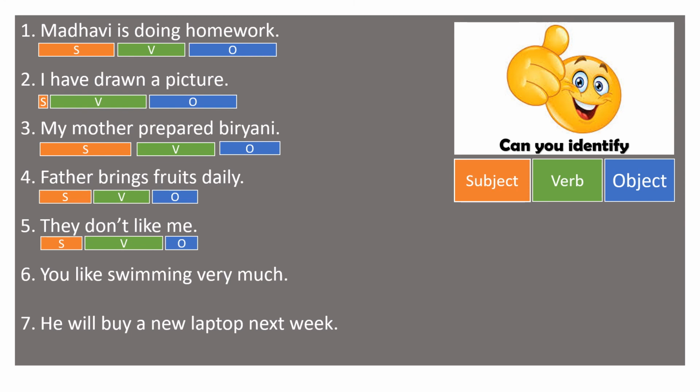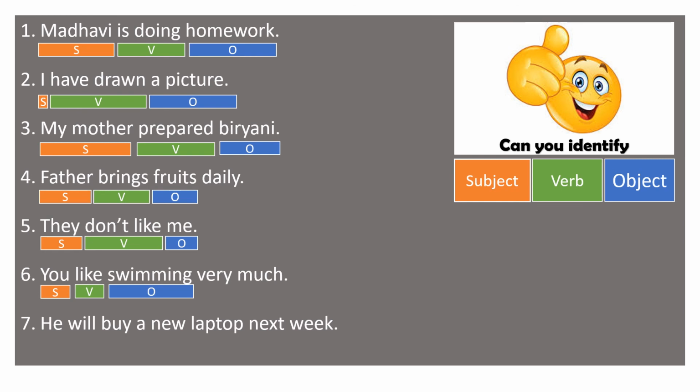And the next sentence. What is the sentence about? The sentence is about you. So you is the subject. And what does he do? Like. That is the verb. What do you like? Swimming is the object. And very much is some other extra words in the sentence.